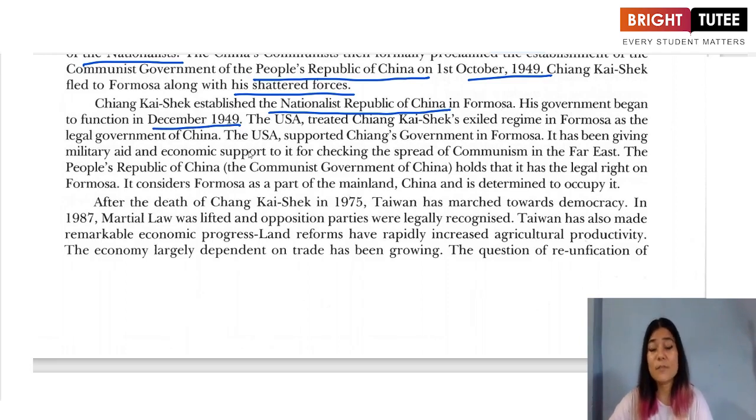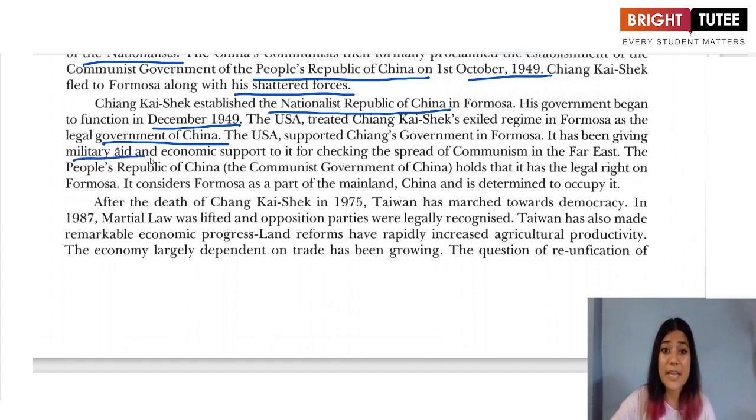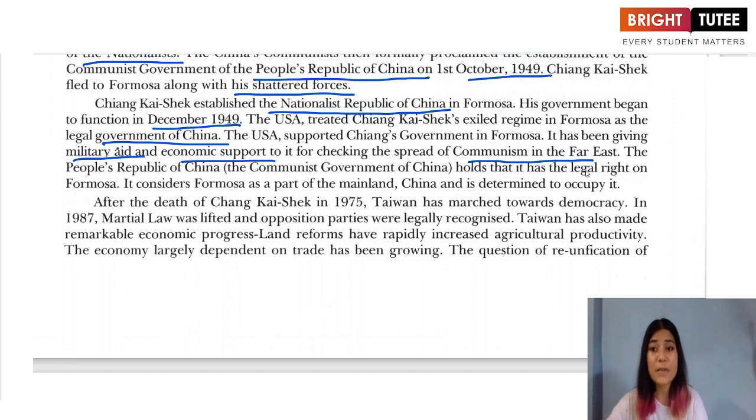The USA, the United States of America, we have already read, provided support and aid to the Nationalist Party headed by Chiang Kai-shek. So now when Chiang Kai-shek moved to Formosa, the United States of America treated Chiang Kai-shek's exiled regime and his government in Formosa as the legal government of China. Okay, so the USA provided support to Chiang Kai-shek's establishment of government in Formosa. Now, USA, along with that, also provided other kinds of support to Chiang Kai-shek in Formosa. It provided military aid, also economic support, and also provided assistance in helping Chiang Kai-shek check the spread of communism or the communist ideology in the Far East of the Asian continent. Okay.